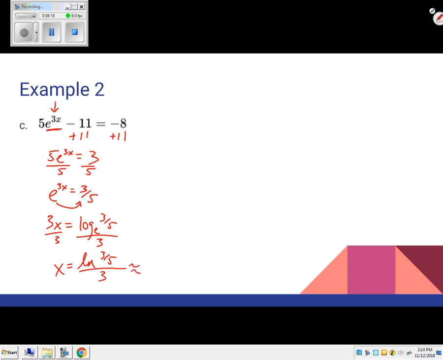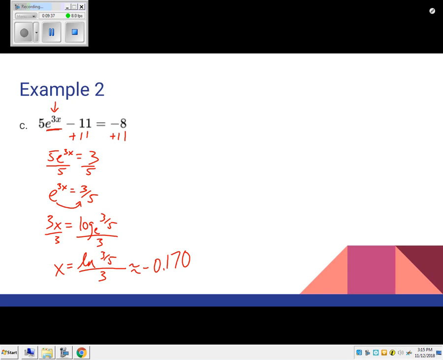Let's type this in the calculator and see what we get for our decimal approximation. Natural log of 3/5 and then divide by 3. Negative 0.170 to 3 decimal places.